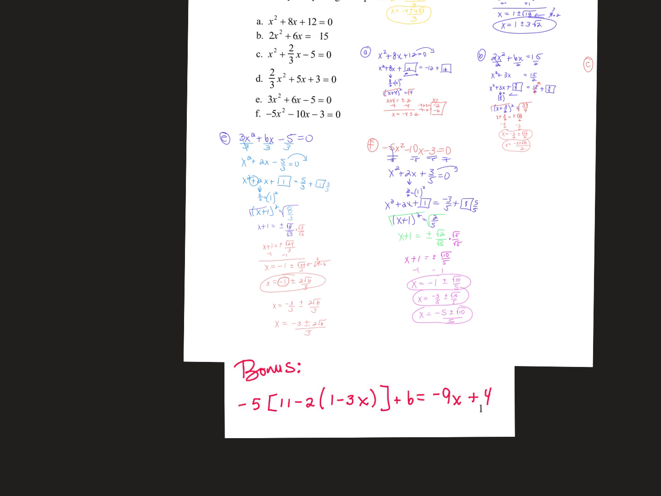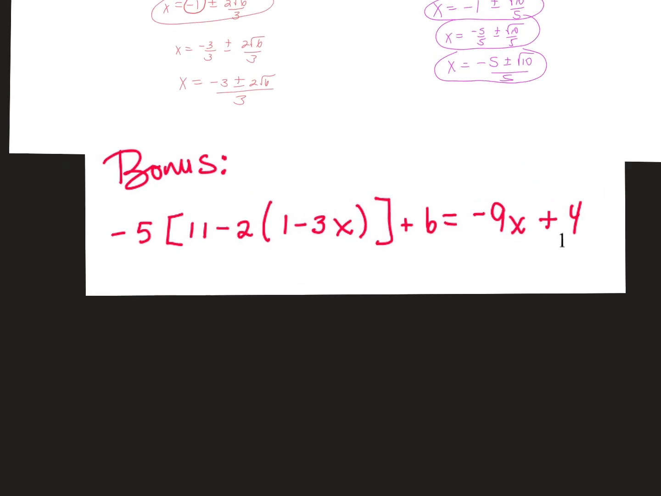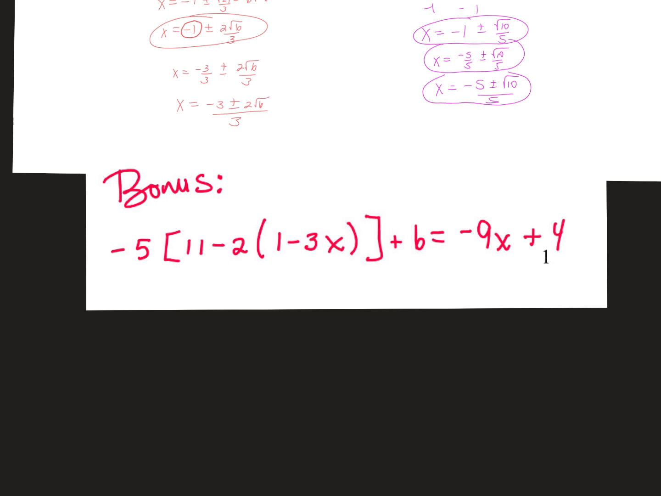Okay, guys, this last problem I just threw in here so you guys could kind of see what these linear equations look like where you need to work from the inside out. With all these brackets and stuff, we need to focus on the inside. So is there anything to simplify here with 1 minus 3x? No. So let's move out here.